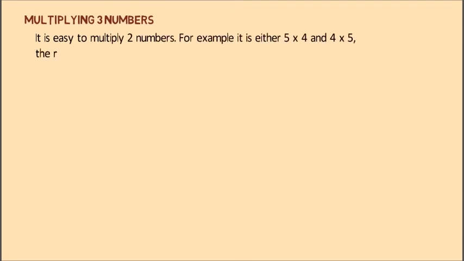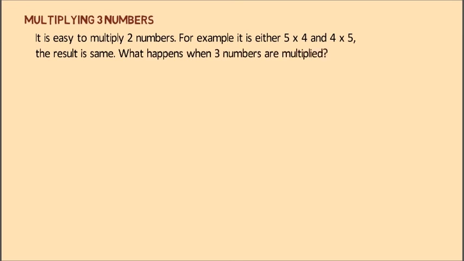Multiplying 3 numbers. It is easy to multiply 2 numbers. For example, whether it is 5 times 4 or 4 times 5, the result is the same. What happens when 3 numbers are multiplied? Example.